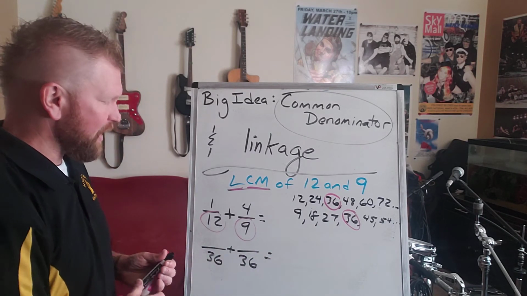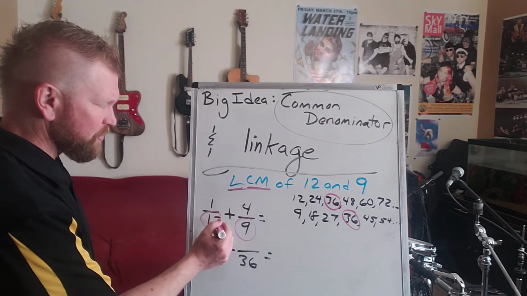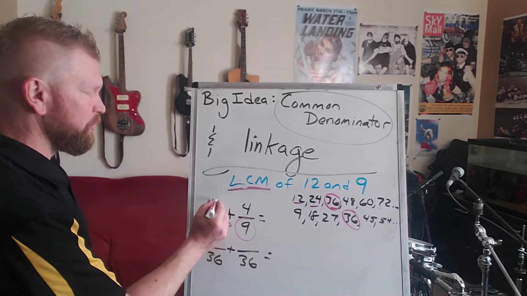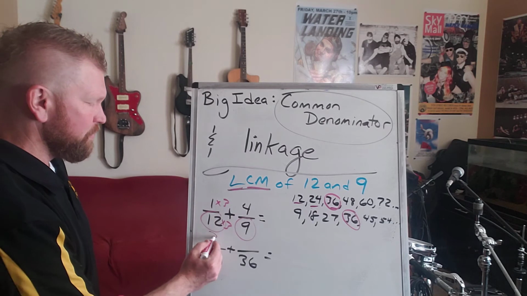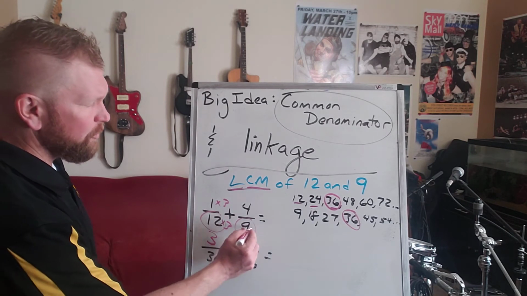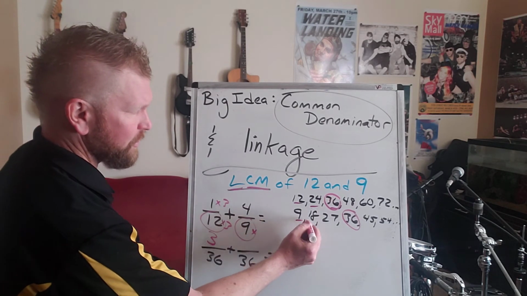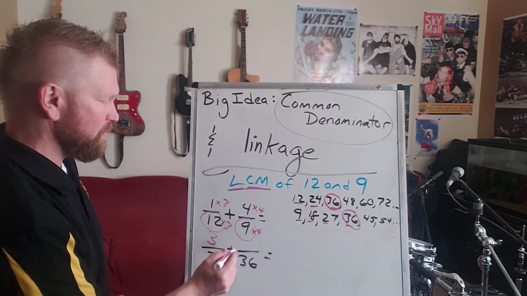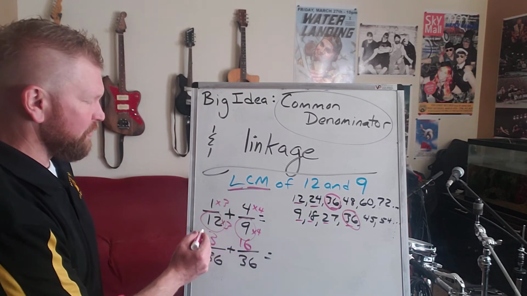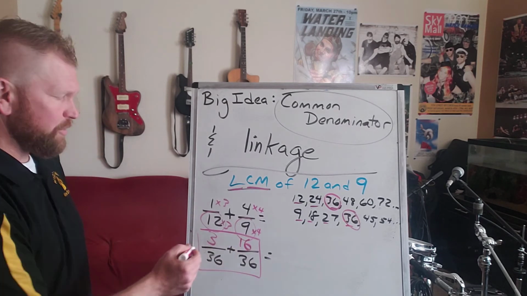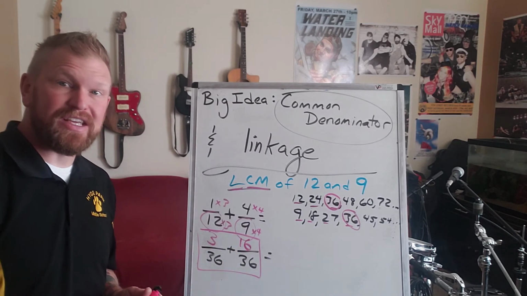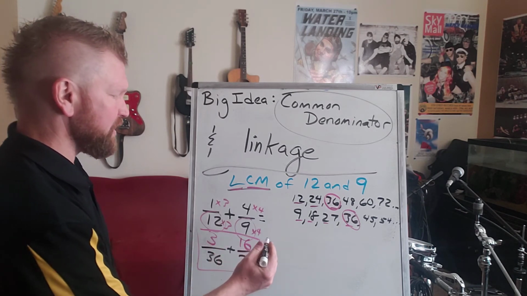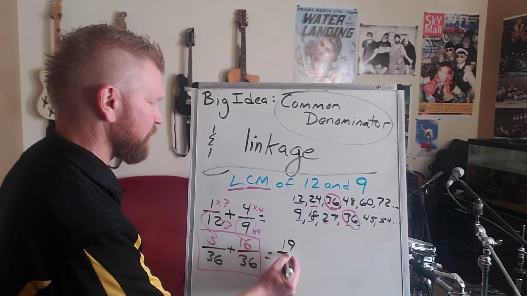And just like we did in the last problem, we have to ask, what do you multiply 12 by to get 36? 1, 2, 3. So you have to multiply the numerator by 3 as well. And what did you multiply 9 by to get 36? 1, 2, 3, 4. So multiply the numerator by 4 as well. And now we can solve the problem. Now we've got 3/36 plus 16/36. So 3 plus 16 is 19, and the answer is 19/36.